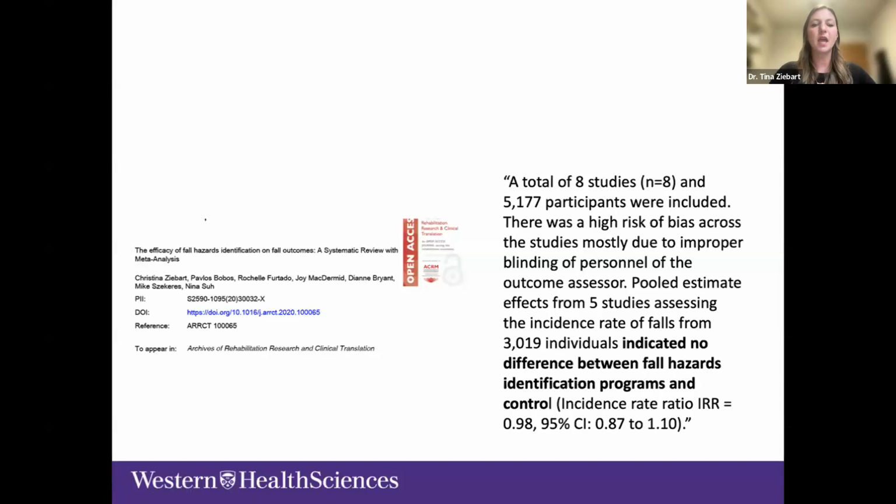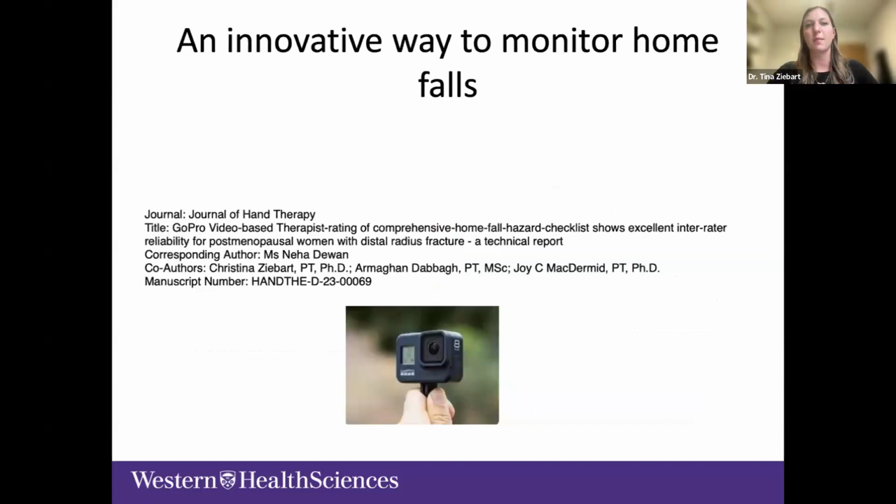So another study that I did was a meta-analysis of identifying home fall hazards to see if we could reduce the risk of falls. Looking at just home hazards didn't seem to make a difference in reducing falls, but complementing it with an exercise program does show promise.